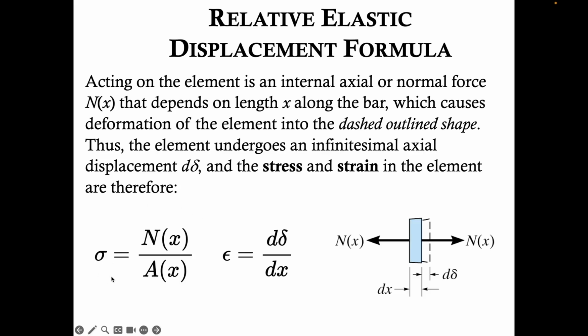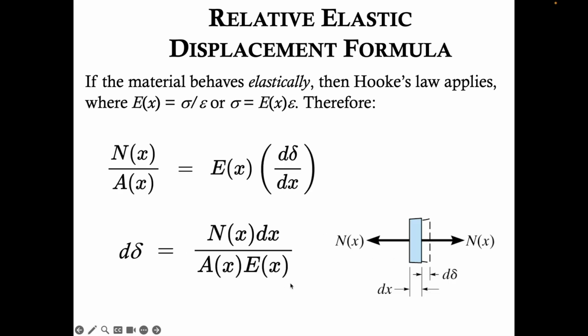and the stress and strain in the element are therefore as follows. So sigma, as we learned in Chapter 1, is internal normal force over cross-sectional area, which in general are both functions of x. So sigma is N of x over A of x, and from Chapter 2, epsilon, normal strain, is the change in length of the element, d delta, over its original length dx. If the material behaves elastically, meaning it has not yielded, then Hooke's law applies, as we learned about in Chapter 3, where E, the modulus of elasticity as a function of x, in general equals sigma over epsilon, normal stress over normal strain, or rearranging, sigma, normal stress, equals E of x times epsilon.